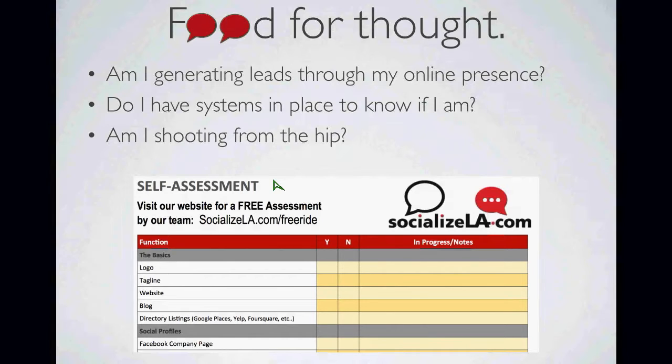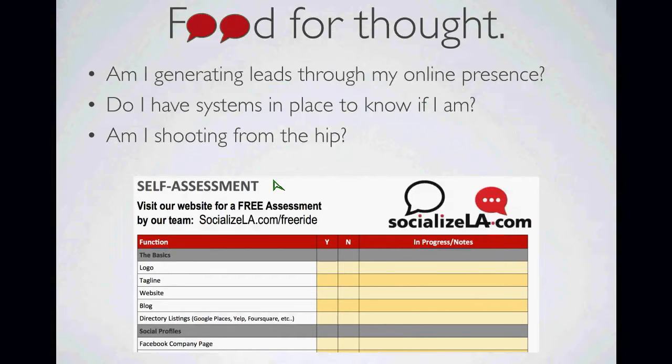A lot of people I talk to who are shooting from the hip are not. They are not generating leads through their online presence. And that is the one question you need to ask yourself. So that is red flag number one, that yes, you need some type of a plan. Do I have systems in place to know that if I am? So do you even know if a lead is coming to you through a Twitter post or through your blog or through your website, through organic search? And then lastly, am I shooting from the hip?